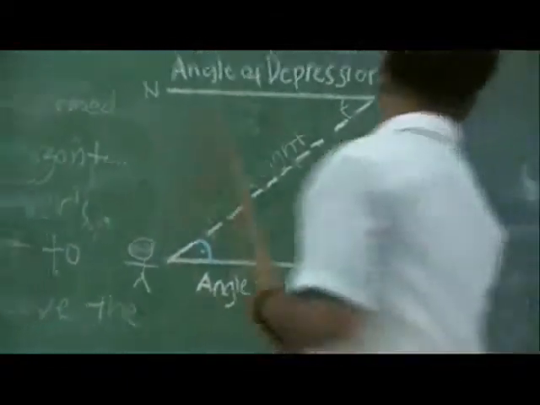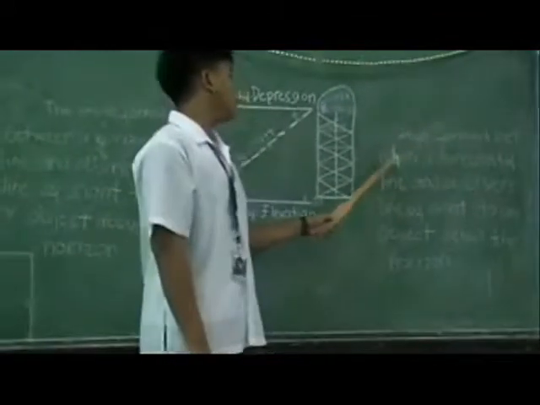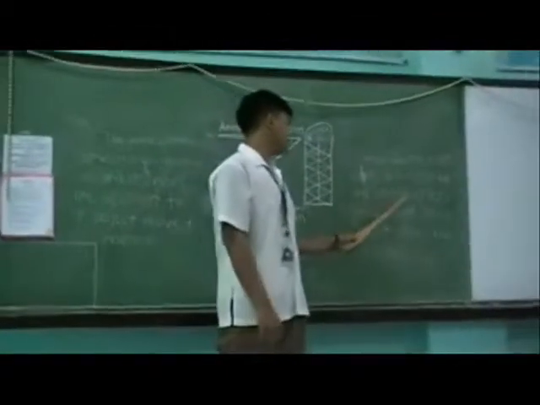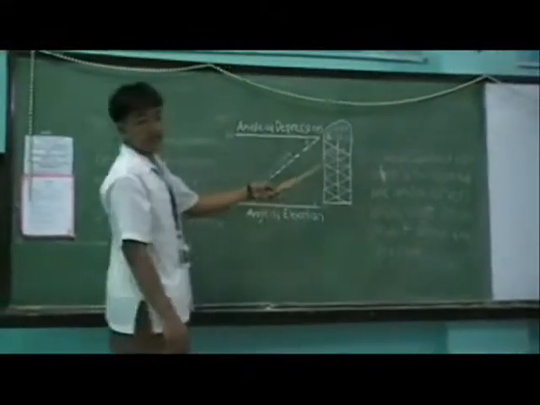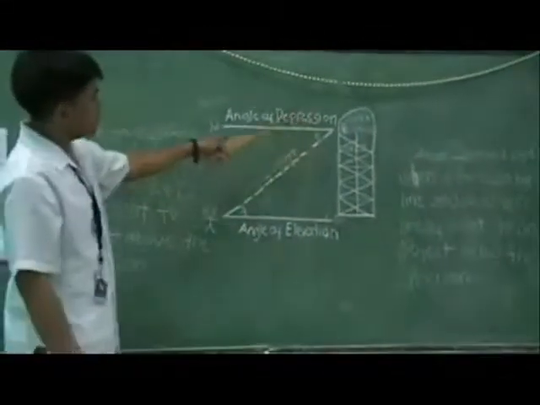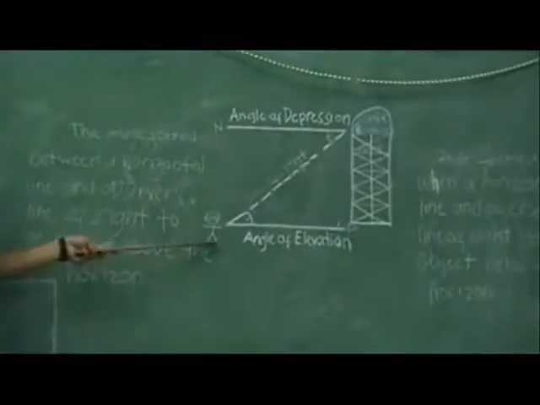Now, the angle of depression is formed between the horizontal line and the observer's line of sight to an object below the horizon. Here is an example where a man at the top of the tower is looking at the man below.